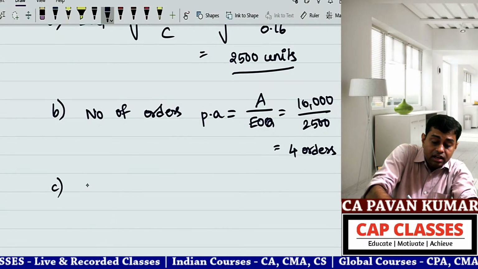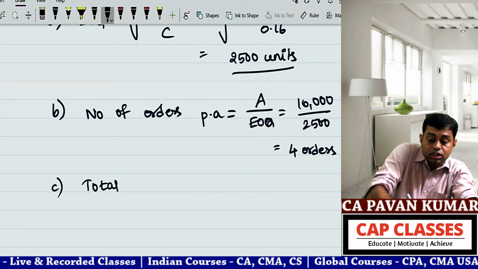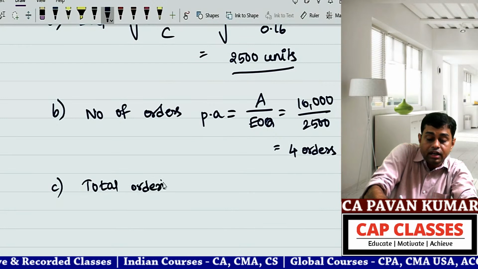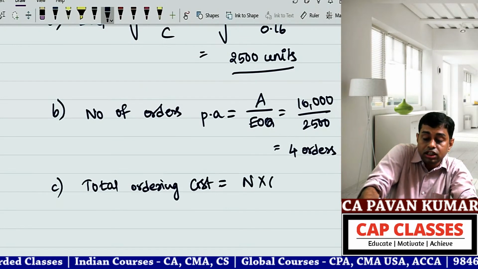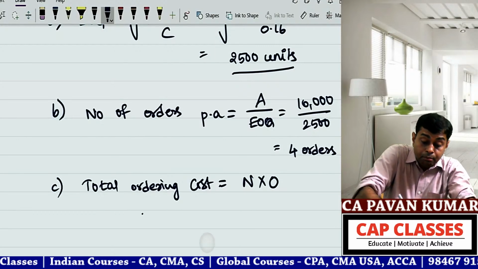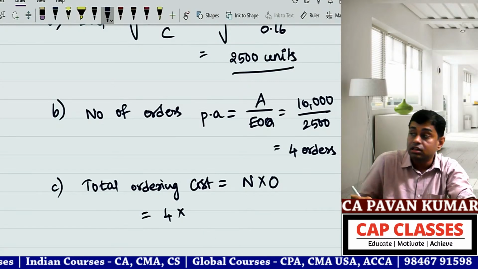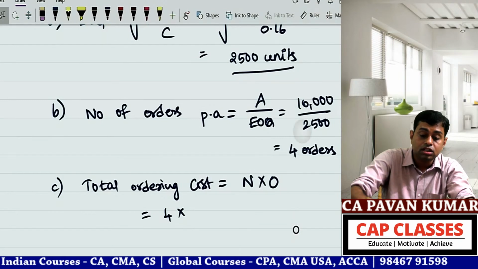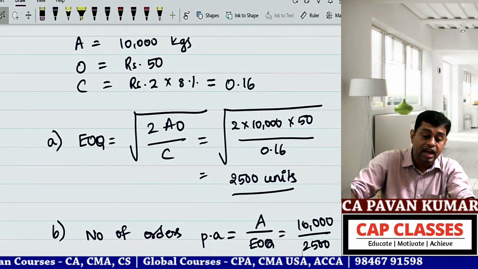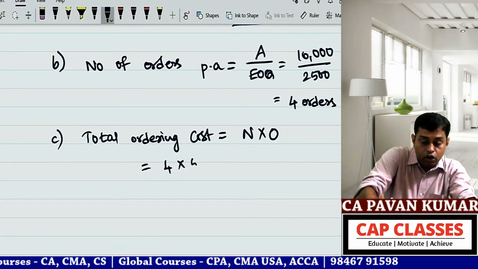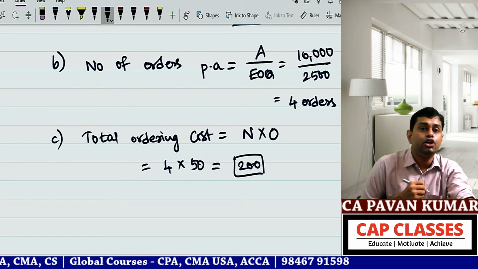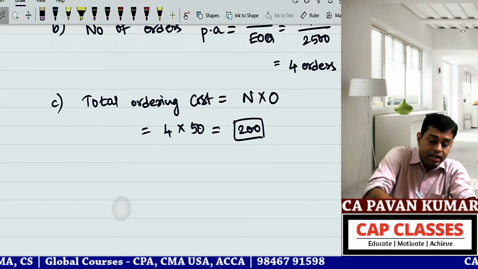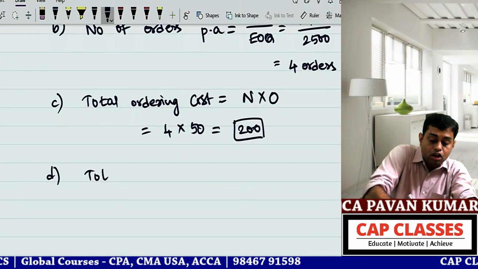C, calculate total ordering cost. Total ordering cost is equal to number of orders into ordering cost per order. Number of orders is 4 in our question into what is ordering cost. Ordering cost is given in the question as 50. 4 into 50 is equal to 200 rupees. You got it?